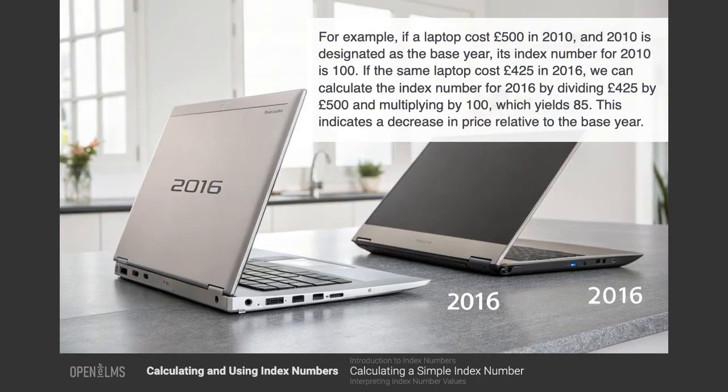For example, if a laptop cost £500 in 2010, and 2010 is designated as the base year, its index number for 2010 is 100. If the same laptop cost £425 in 2016, we can calculate the index number for 2016 by dividing £425 by £500 and multiplying by 100, which yields 85. This indicates a decrease in price relative to the base year.